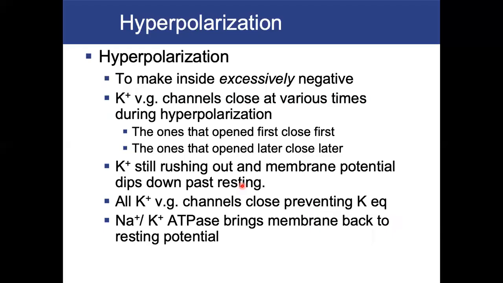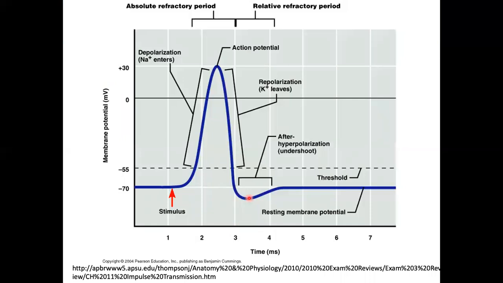Then we're at hyperpolarization. So what happens at hyperpolarization? It's to make inside excessively negative. Potassium voltage gated channels close during hyperpolarization. Potassium is still rushing out and the membrane potential dips down past resting. Okay, so ultimately, all of potassium voltage gated channels are going to close, preventing potassium from hitting its equilibrium potential, right? And then what brings it back? Your sodium potassium pump plus your leak channels, okay? And so this is hyperpolarization.